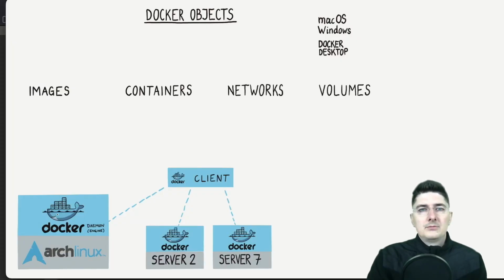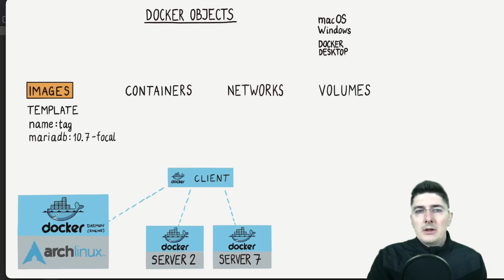When you use Docker, you are manipulating so-called Docker objects, and most important ones are images, containers, networks, and volumes. Docker image is a template for creating Docker container. It's a set of instructions for how to create an environment where your application can run. Image has a name and a tag. You can think of a tag as a version for that particular image. So something like MariaDB 10.7-focal will tell you that this image will provide you with MariaDB version 10.7, which sits on top of Ubuntu Focal, which is Ubuntu 20.04.